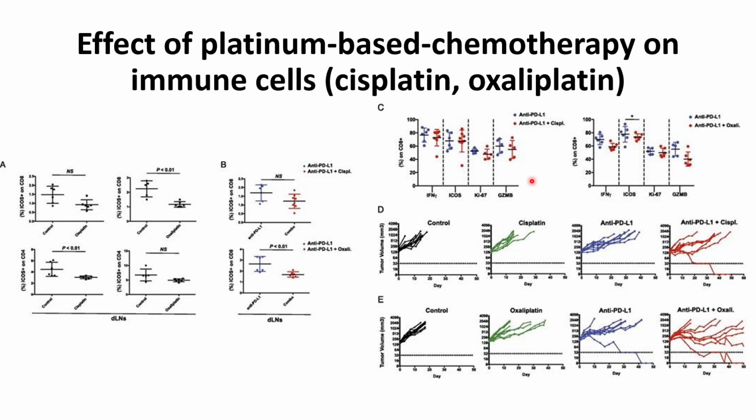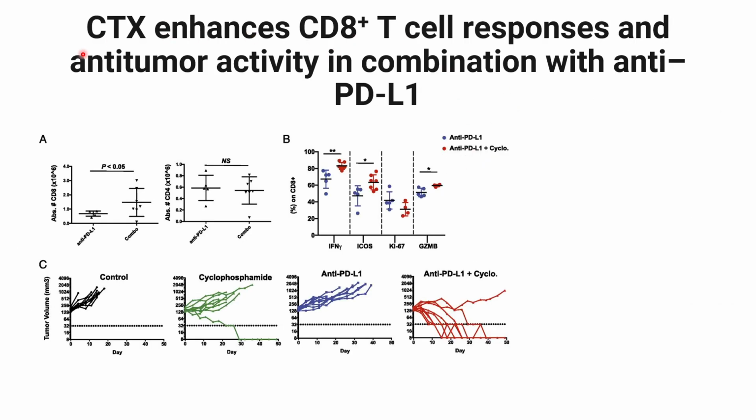And for this ICOS, they can see the decrease in the CD8 plus cells in the tumors, whereas for the cisplatin, they do not see any decrease in the ICOS signals in the tumor tissues. So, in order to validate the CD8 plus T cell responses and anti-tumor activity in combination with anti-PD-L1.